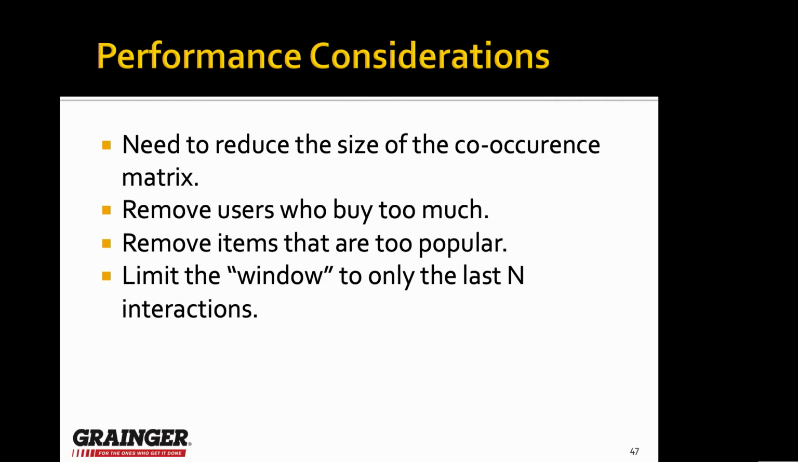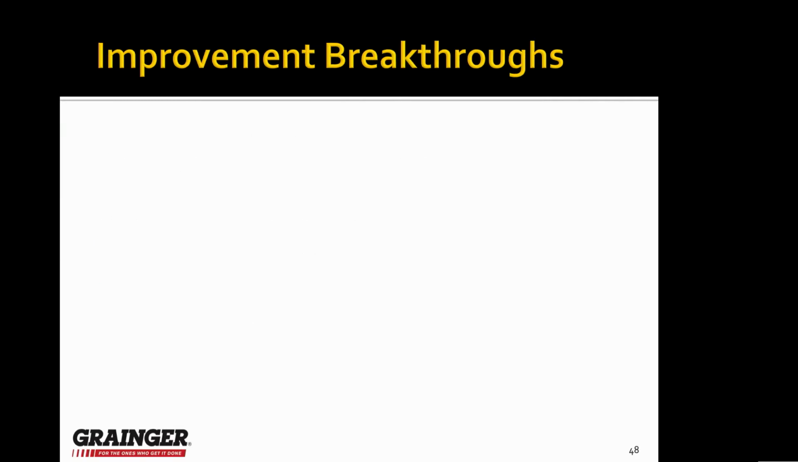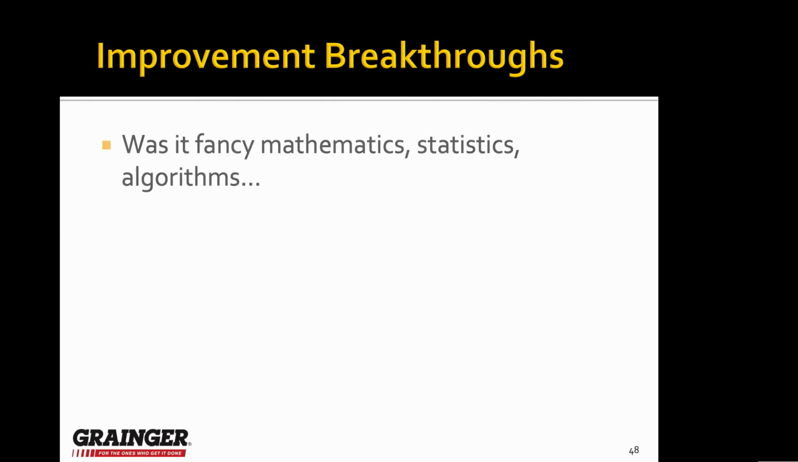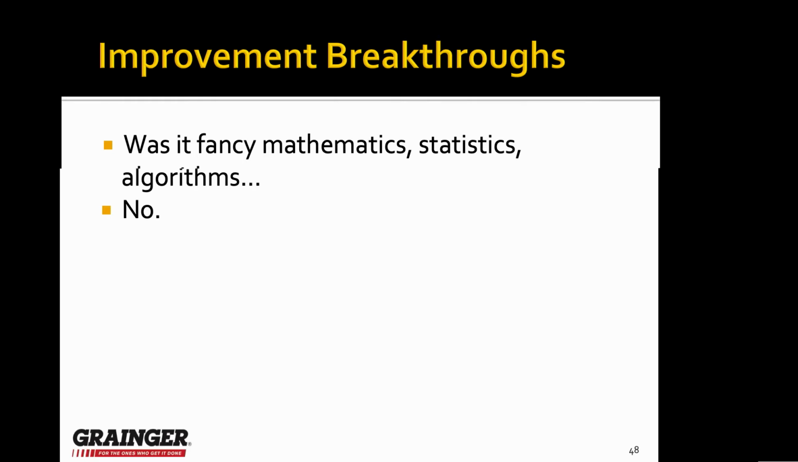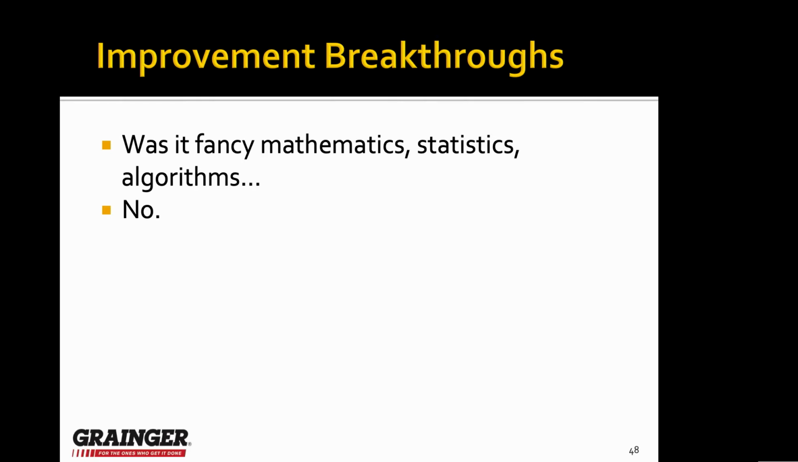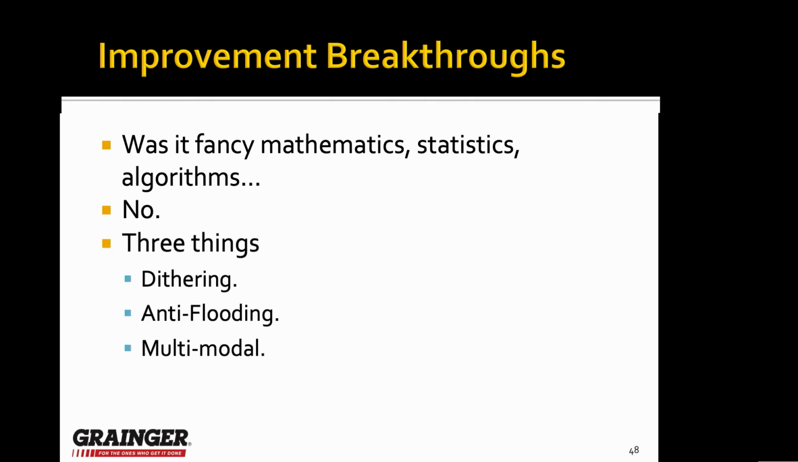Improvement breakthroughs. What kind of improvements have there been as far as breakthroughs for recommendation engines? This is really incredible, some of the stuff that's happened. Biggest breakthroughs you could ever imagine. Was it fancy mathematics, statistics, and algorithms? No, it wasn't. It's people taking a look at really some fairly simple things. Some of the breakthroughs were actually involving something called dithering, anti-flooding, and multimodal operations. I'll just touch upon these fairly quickly.